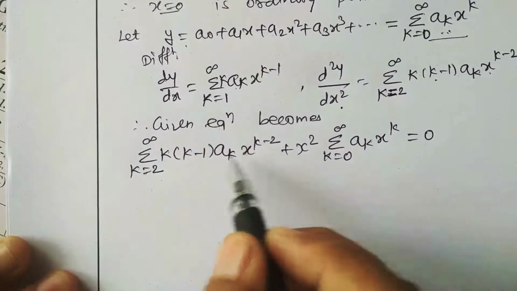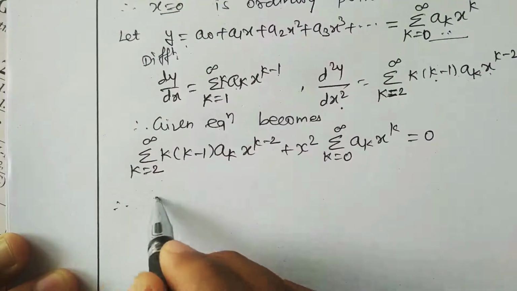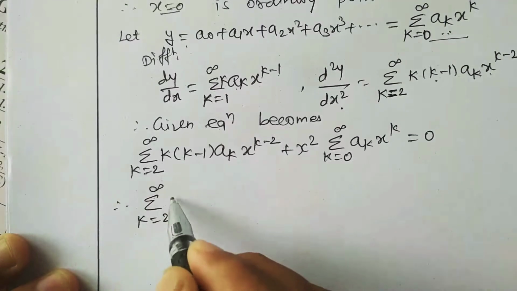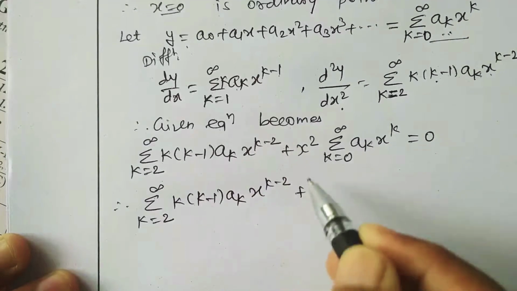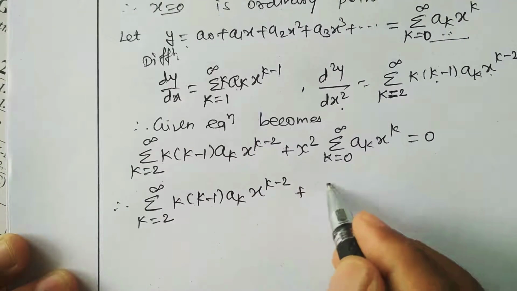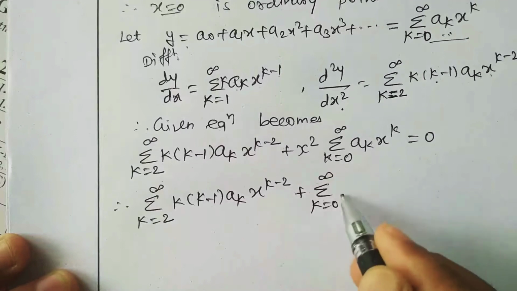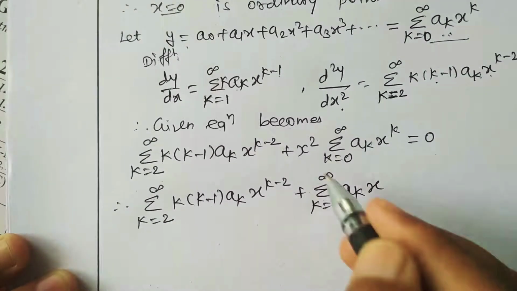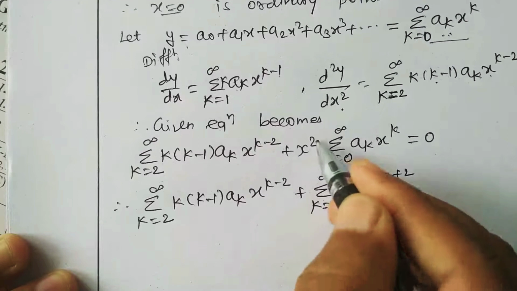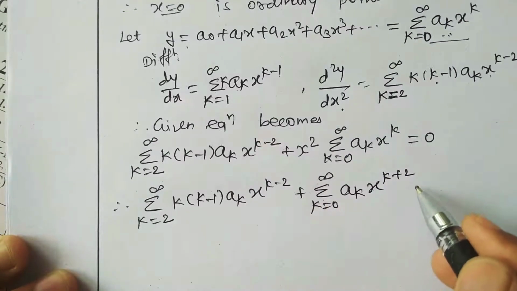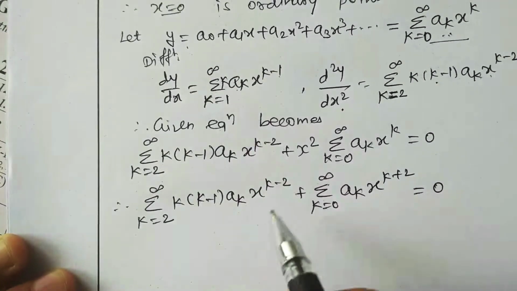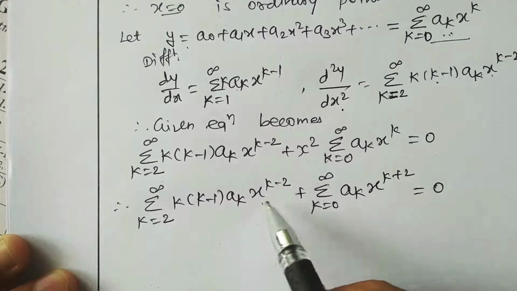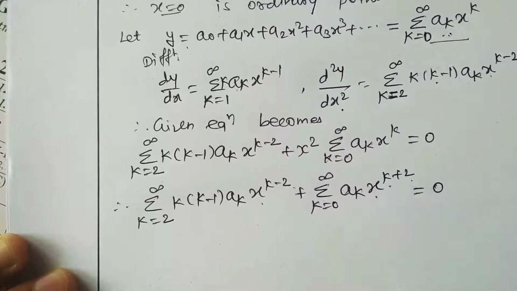Now this first term as it is, summation k varies from 2 to infinity k into k minus 1 times ak x is to k minus 2, and multiply x square inside. So you will get summation k varies from 0 to infinity ak as it is, and here you will get x is to k plus 2 because x square into x is to k is x is to k plus 2, is equals to 0. Now see here the power of x is k minus 2, here the power of x is k plus 2. We have to make the same power here.